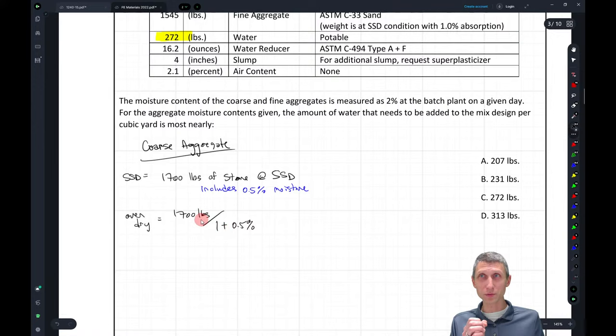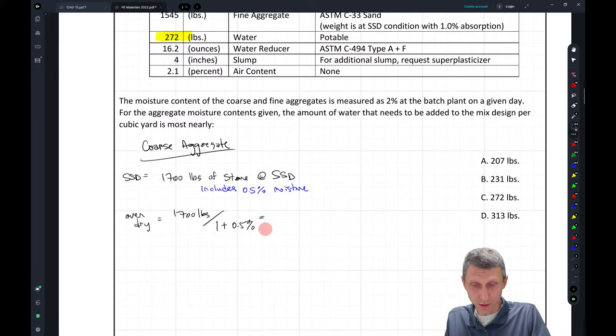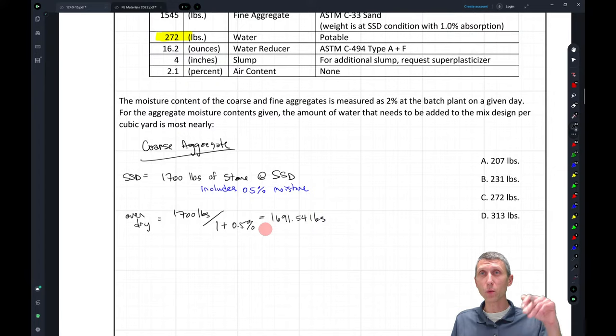But basically what we're doing is taking that 1700 divided by 1 plus 0.5%, and we can get this value if we type it into the calculator. 1.005. You've got to be careful with the percent. Did I do that right? Yeah, 1.005. This is going to equal 1691.54 pounds, right? Because if we take that 1691 and multiply it by 1.005, we're going to get back to 1700. Okay, so this is the oven dry condition.